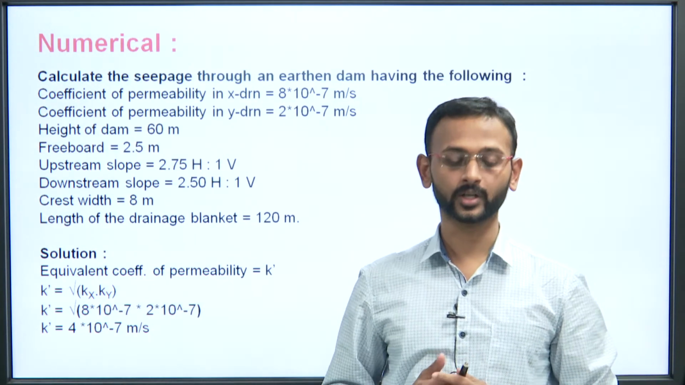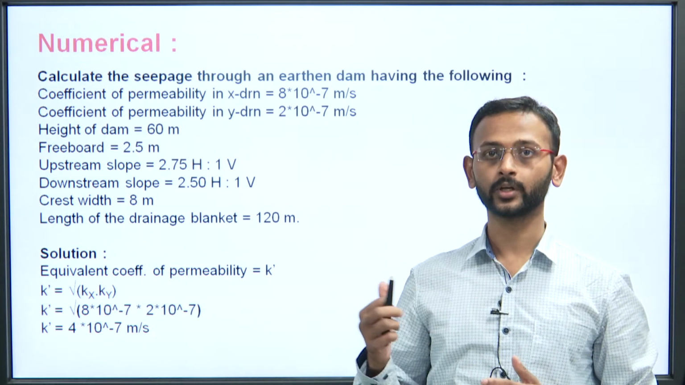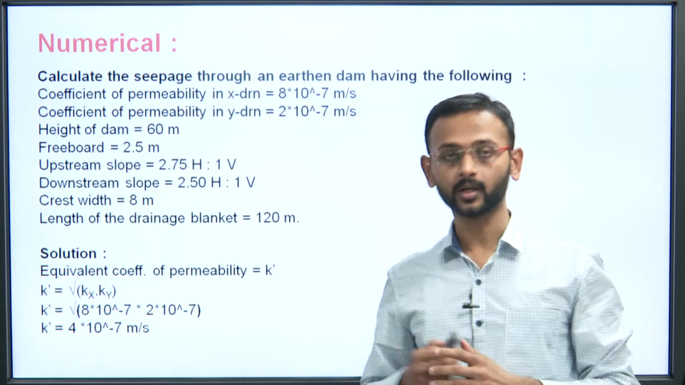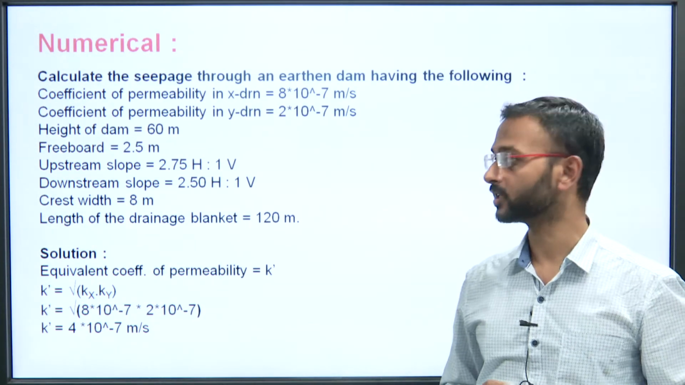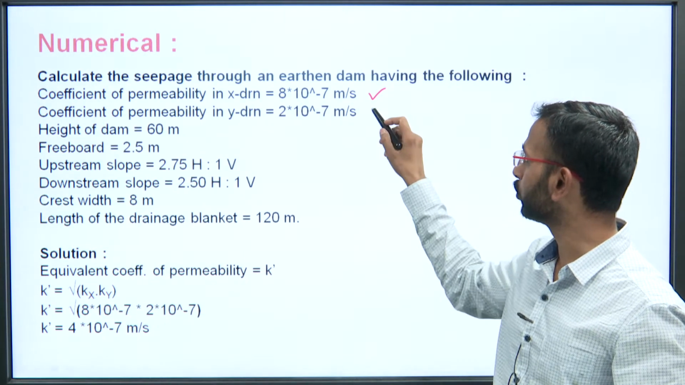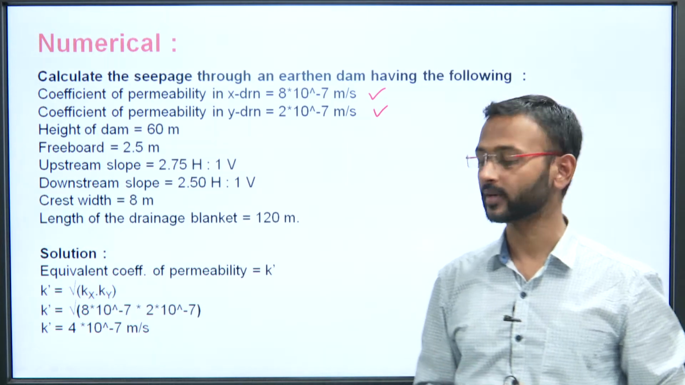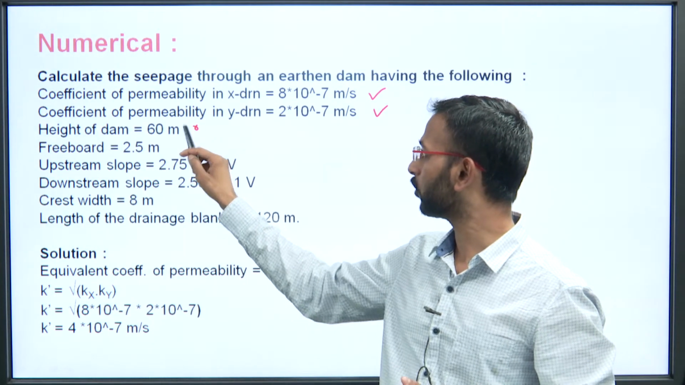See here this numerical, here you have to calculate the seepage through an earth dam having the following given data. What are the given data? The coefficient of permeability in x direction is 8 into 10 to the power minus 7 meter per second, and in y direction it is 2 into 10 to the power minus 7 meter per second. Now, the height of the dam is given as 60 meters.